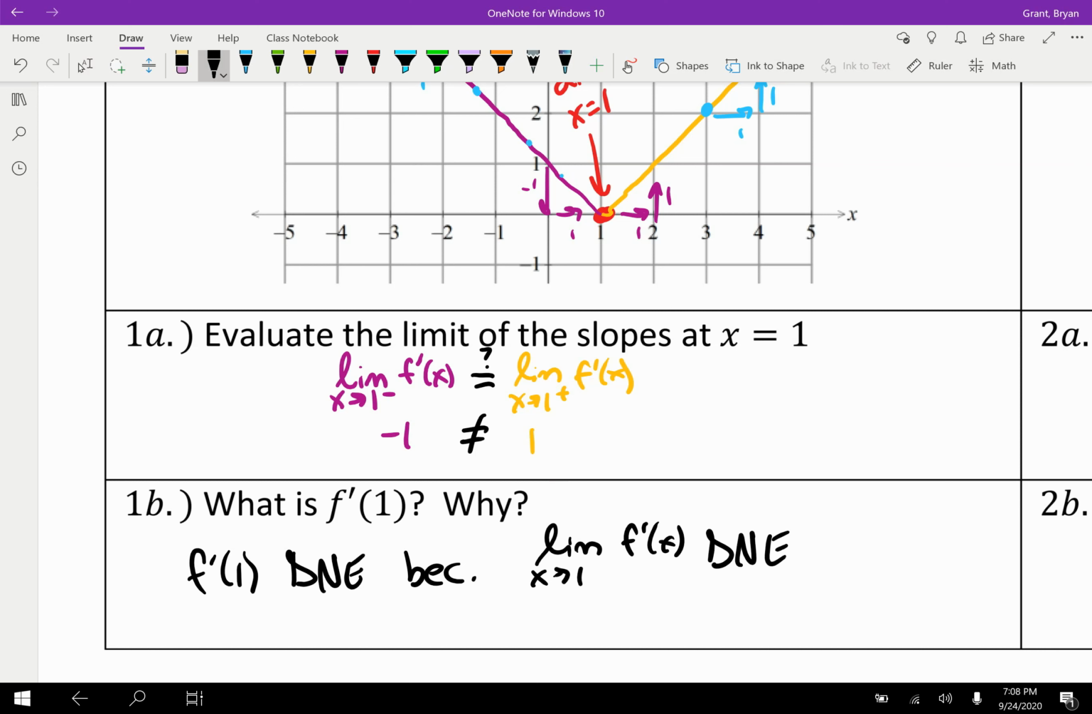does not exist. If those one-sided limits don't agree, if the two-sided limit doesn't exist, then our slope doesn't exist at a point, and we say our graph is not differentiable at x equals 1. Let's compare that to the parabola.